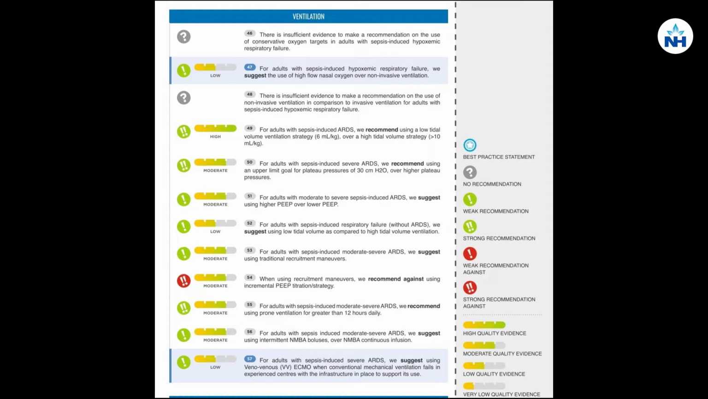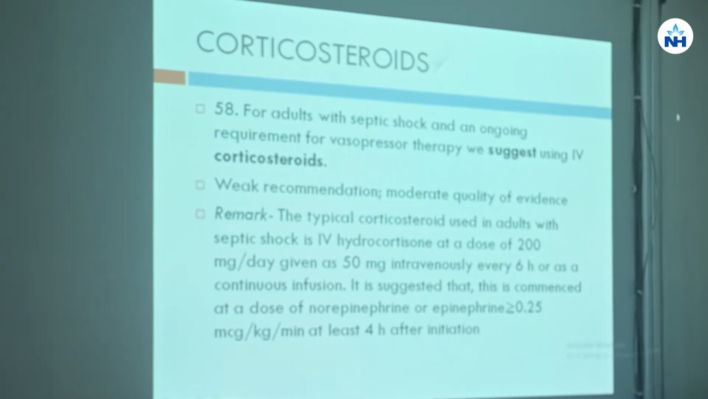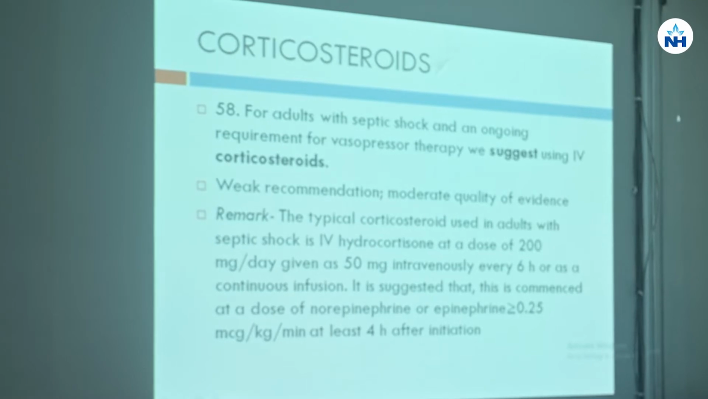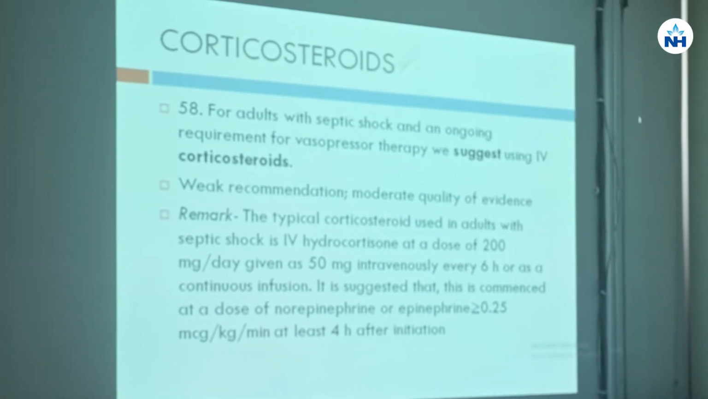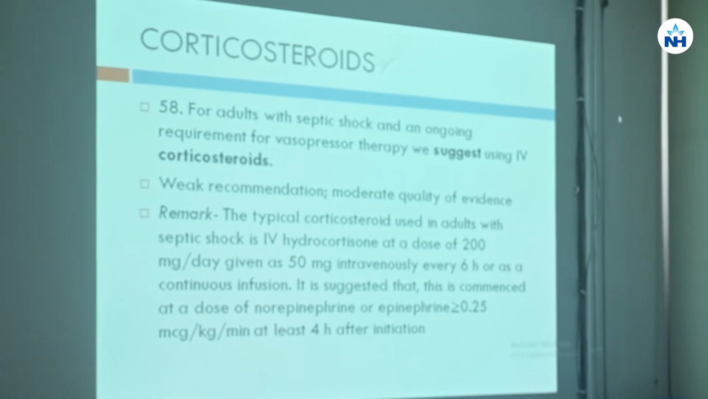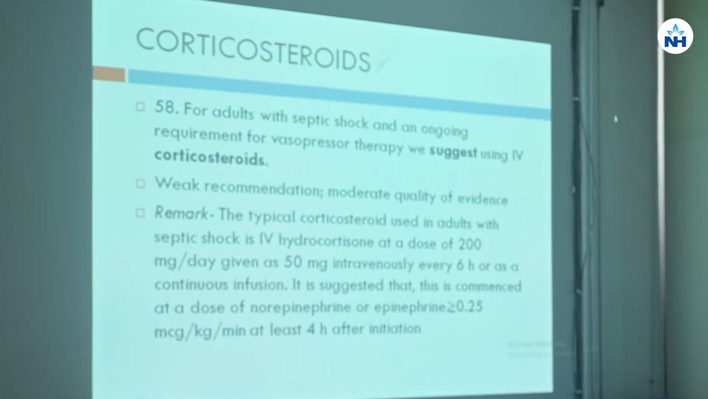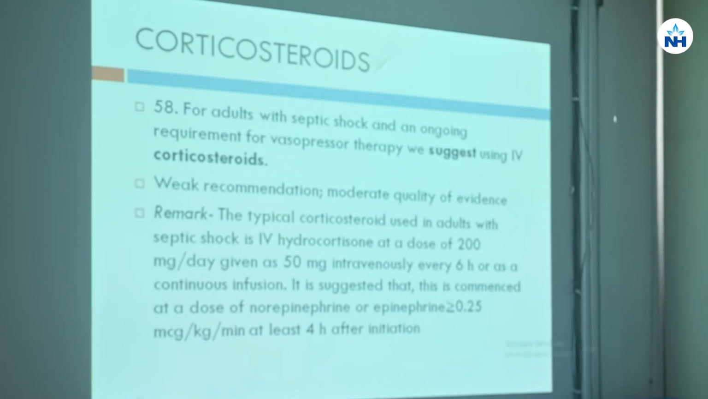There is a suggestion of using HFNC over non-invasive ventilation, and venovenous ECMO for ARDS that is not responding even after conventional mechanical ventilation. Now, adjuvant therapy: corticosteroid. For adults with septic shock and an ongoing requirement for vasopressor therapy, we suggest using IV corticosteroid. Weak recommendation, moderate quality of evidence. The typical corticosteroid used in adults with septic shock is hydrocortisone at a dose of 200 mg per day, given as 50 mg IV every 6 hours or as a continuous infusion. It is suggested when the dose of norepinephrine or epinephrine is more than 0.25 mcg per kg per minute at least 4 hours after initiation.